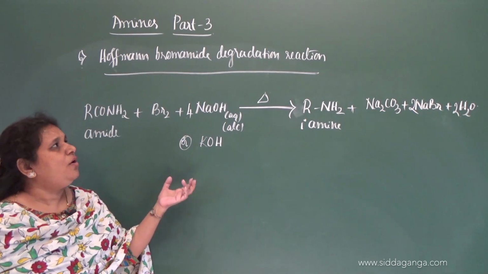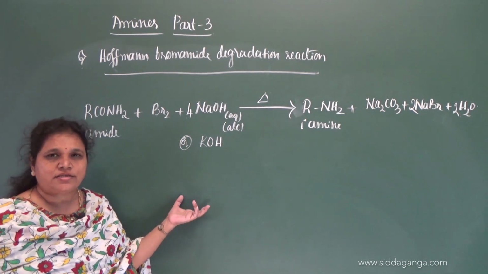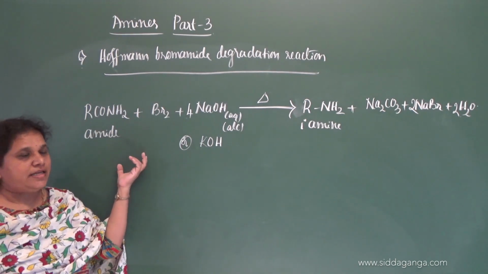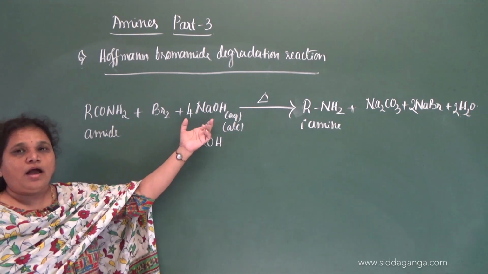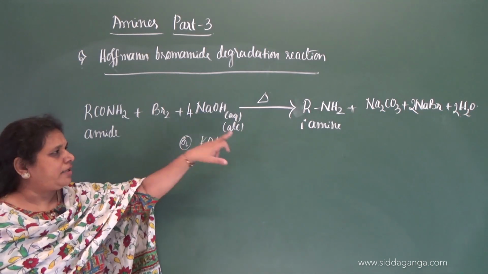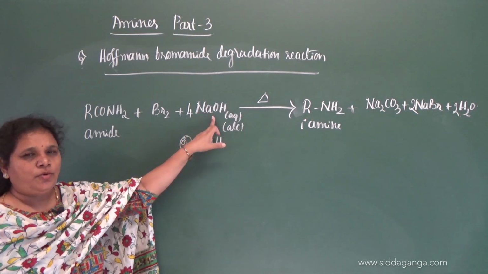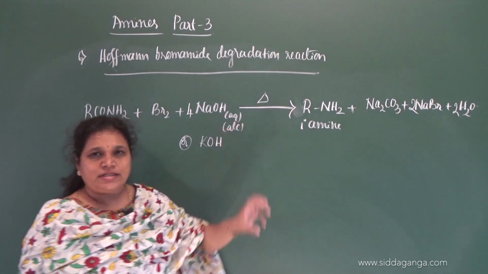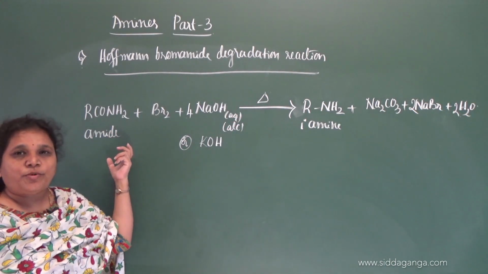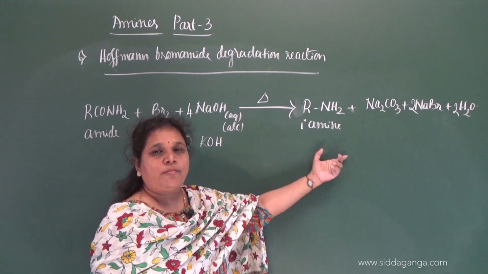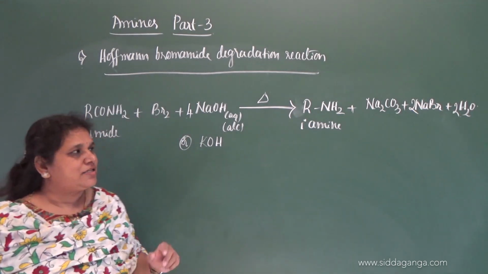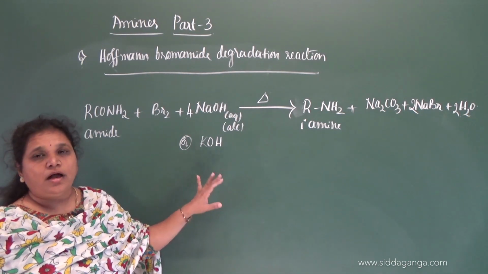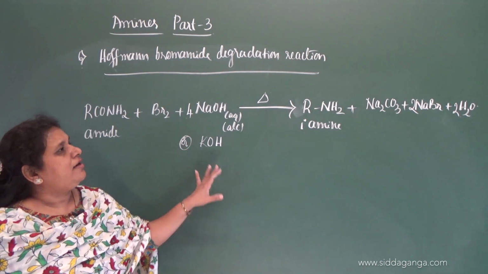I'll give the reason why this reaction is called degradation. Before that, let me explain the equation once again. When an amide is heated with bromine and alcoholic or aqueous NaOH, the amide gets converted to a primary amine. During this reaction, the CO group of the amide is eliminated in the form of the respective carbonate, either sodium carbonate or potassium carbonate. So this reaction is called the Hofmann bromamide reaction.